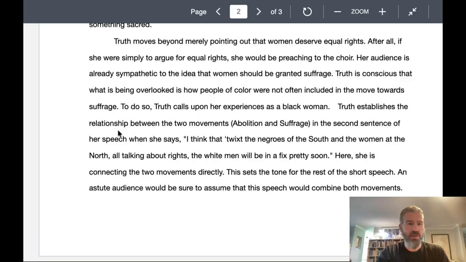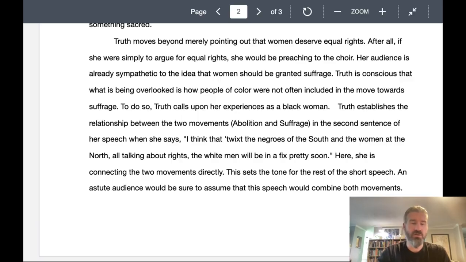So it says, Truth establishes the relationship between the two movements, abolition and suffrage, in the second sentence of her speech when she says, "I think 'twixt the Negroes of the South and the women of the North all talking about rights, the white men will be in a fix pretty soon." Here she is connecting two movements directly. She sets a tone for the rest of her short speech.